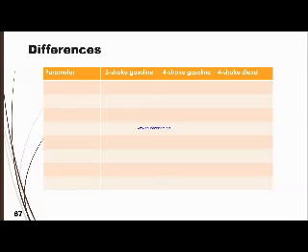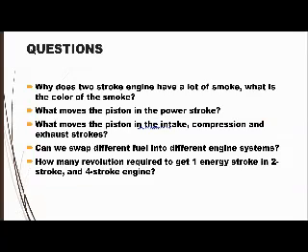Maybe you want to take a look at this subject and try yourself, and some of the answers will be posted later on. Some of the questions: why does a two-stroke engine have a lot of smoke? This is about combustion, because the intake and compression occur at the same time, and the exhaust also occurs together with the compression, with power and exhaust. That's what makes the incomplete combustion.